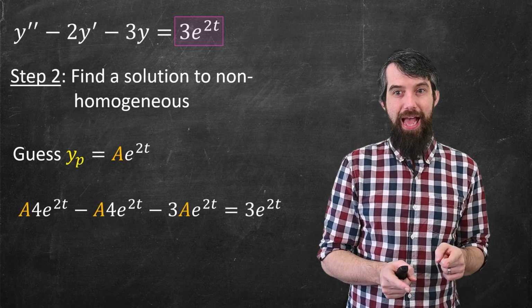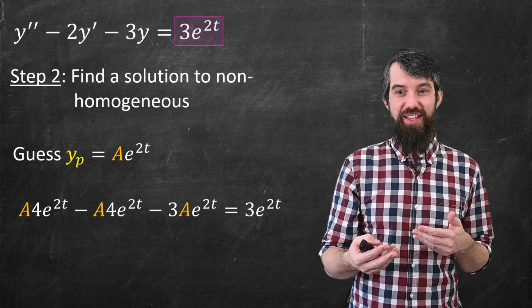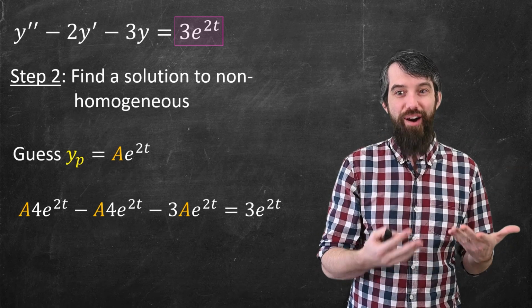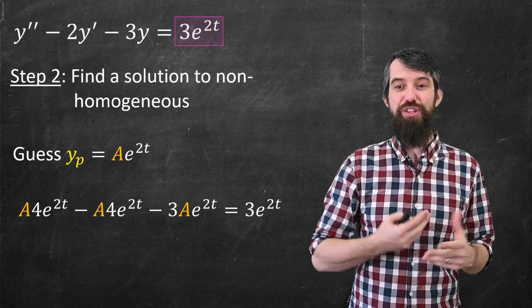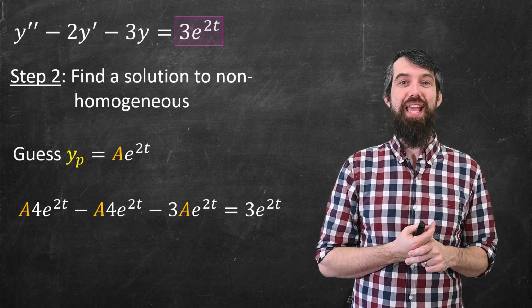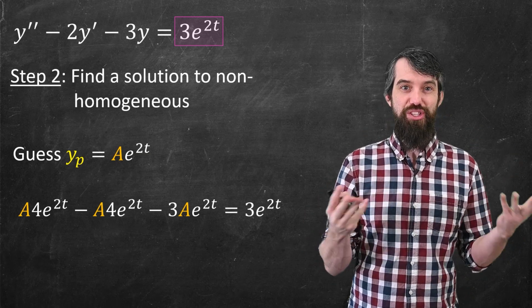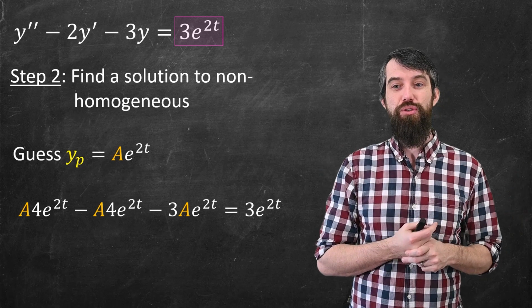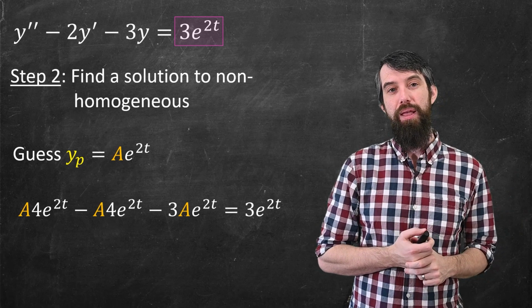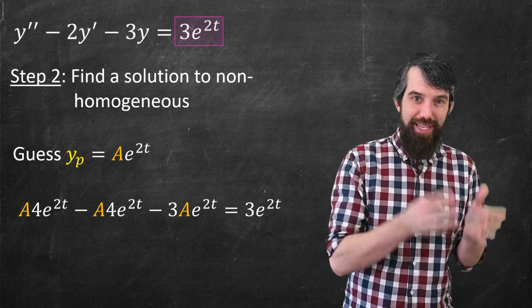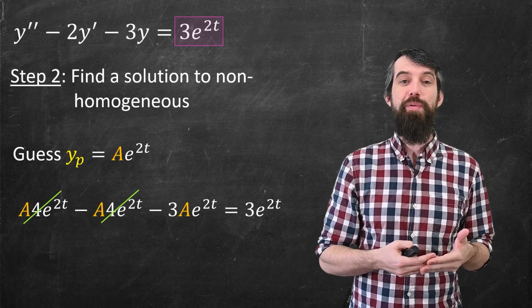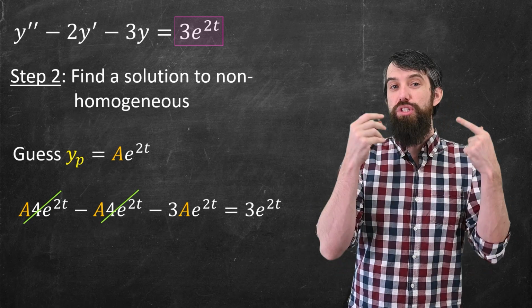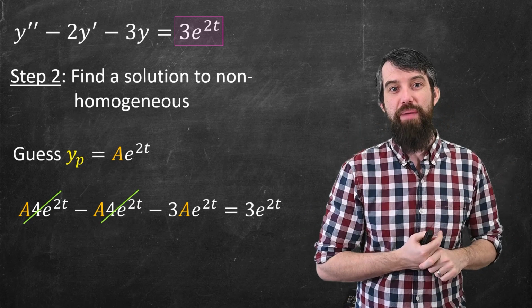If I do that, two derivatives of this give 2 times 2, which is 4, times a e to the 2t. Then minus 2 times 2, so now minus 4 times a e to the 2t. And then finally minus 3y, minus 3a e to the 2t. So just a lot of e to the 2t's everywhere. Then observe, I have a plus 4a and a minus 4a times e to the 2t, those cancel. That leaves me with minus 3a equals 3, both multiplied by e to the 2t.